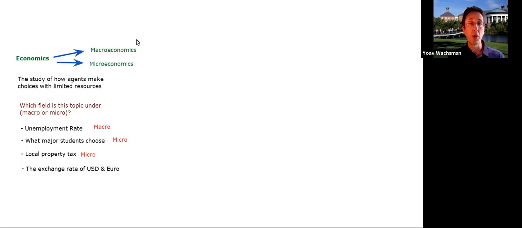Local governments fall under micro, while the decision of the federal government, such as increasing income tax or lowering interest rates in the US, falls under macro. And finally, the exchange rate between the US dollar and the euro is a macroeconomics topic. It affects our trade and therefore the entire economy.